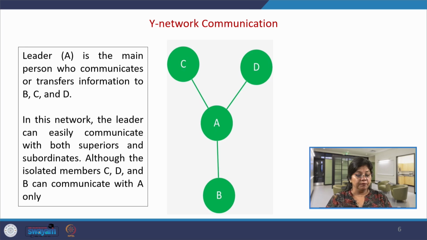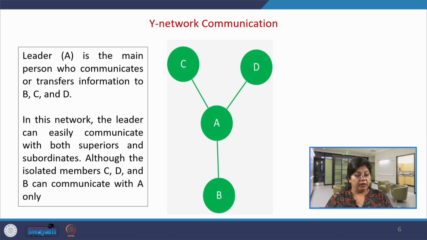B, C and D. In this network, the leader can easily communicate with both superiors. C and D are superiors and B is also superior, but the superiors are not able to communicate with A. So, it all depends on the structure and the kind of communication that is more beneficial to the organization.